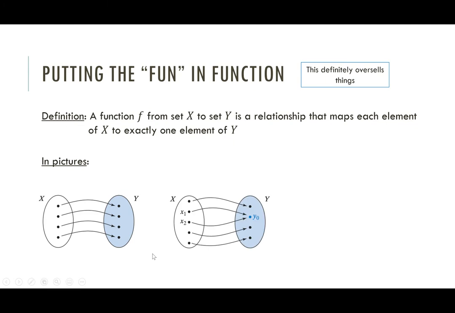In an example like this, which sometimes trips students up, each element of x still gets sent to only one element of y. Each one is paired with only one element. It's a little confusing because x1 and x2 are sent to the same y, but that's okay. It's still a function because there's only one arrow coming out of each element of x. So this is a function.